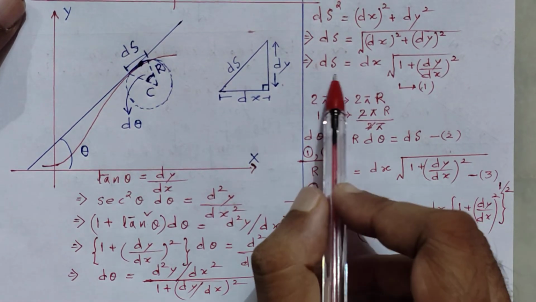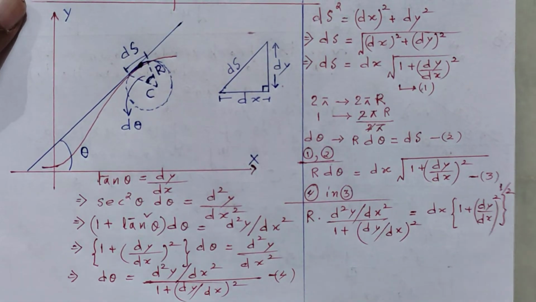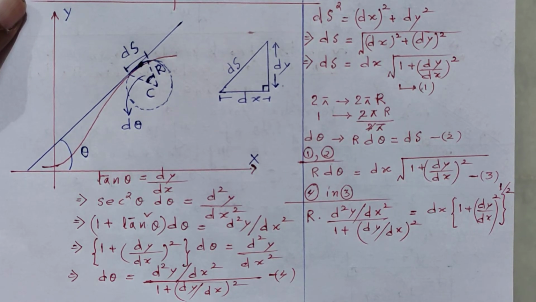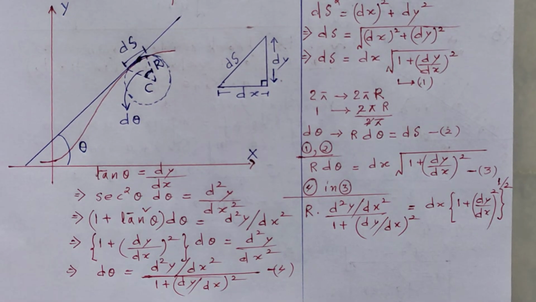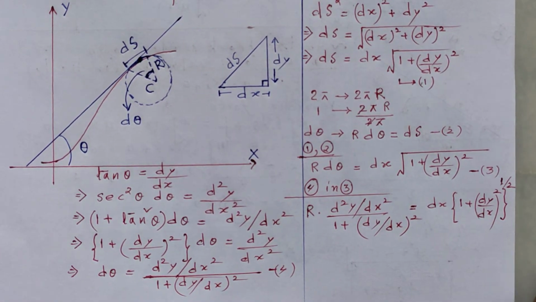And what do we know? We know ds is equal to this, and ds is r d theta. Now what is our goal? Our goal is to find out the value of r. Okay, so how can we do that? Our goal is to find out the value of r.